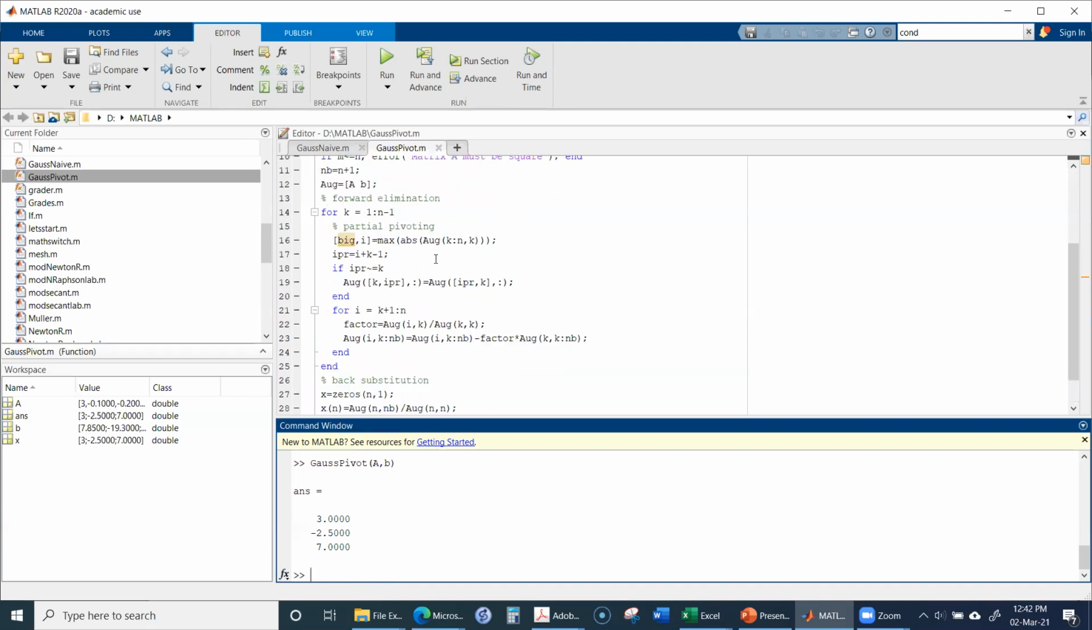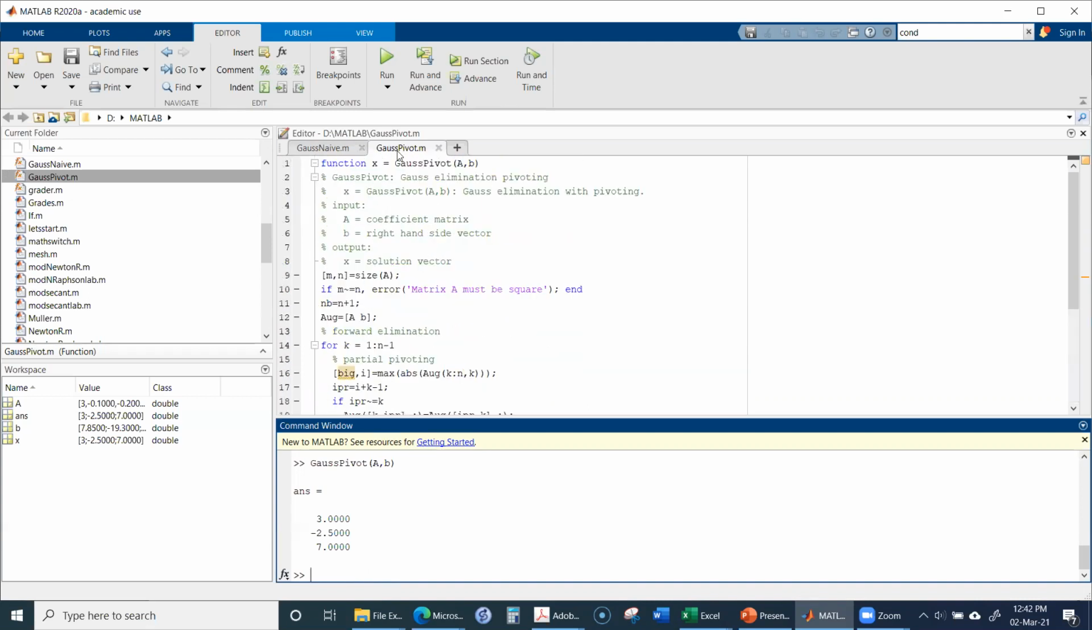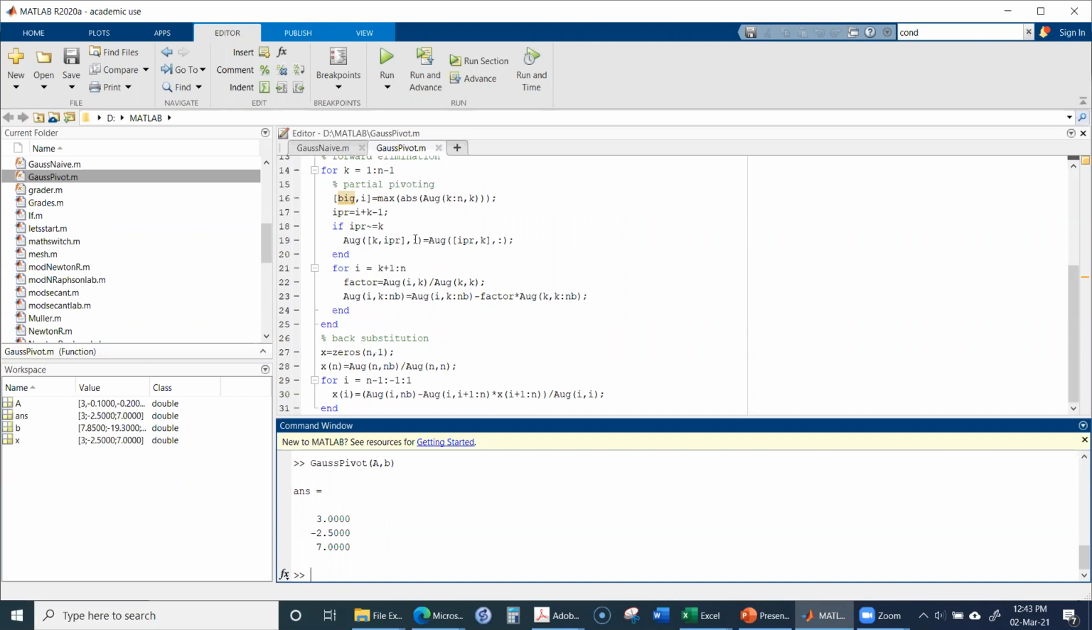Gauss pivot is one step above Gauss naive. Gauss pivot can handle the division by zero problem, which can happen in Gauss naive. So Gauss pivot is more efficient than Gauss naive.